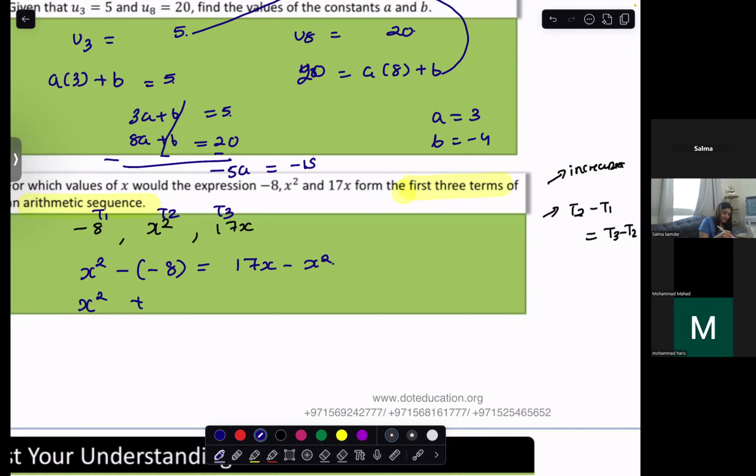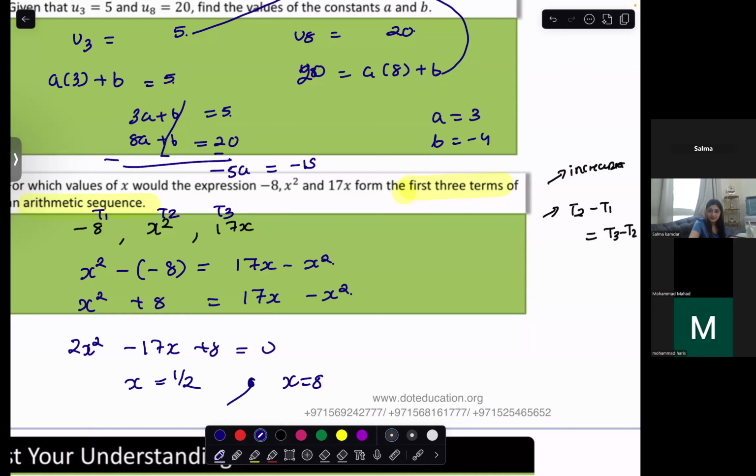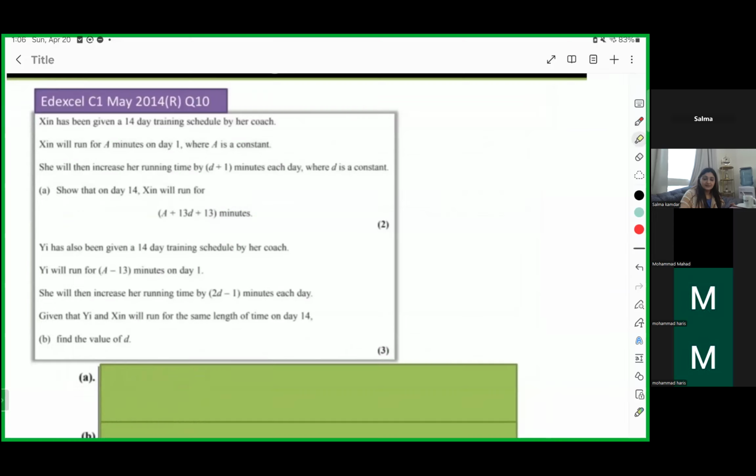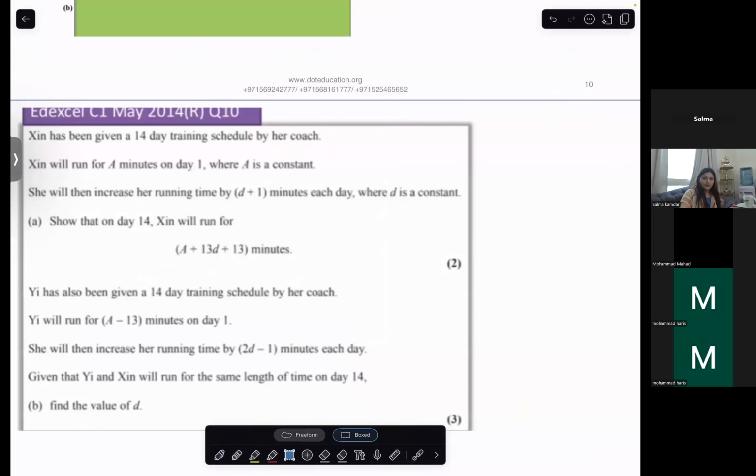So this becomes x square plus 8. I hope you're doing along with me. 17x minus x square. I don't think you all are doing along with me. So this becomes 2x square minus 17x plus 8 is equal to 0. And if I put this on my calculator, I would get the two values of x. I hope you're with me. Okay, fine. Let's go ahead.